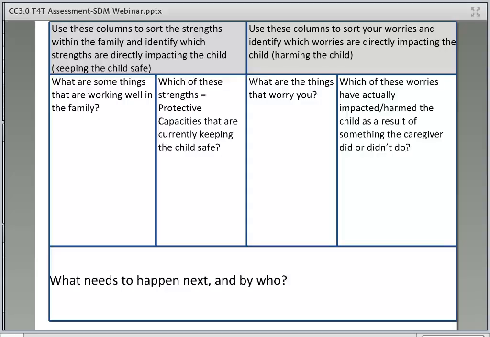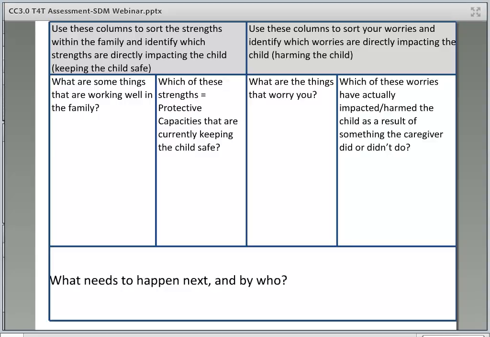This is an example of a safety mapping tool used in several core class activities. It is similar to the 3-column map that many of you may be familiar with and incorporates the 3 questions. What is working well for the family? What are we worried about that directly impacts the child? And what needs to happen next and by who? This is a tool for gathering and organizing information.